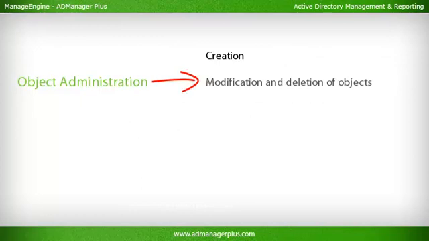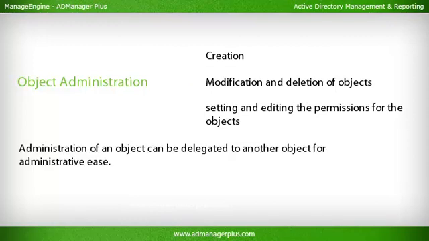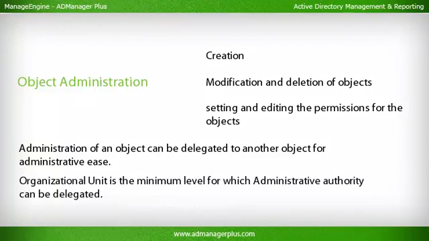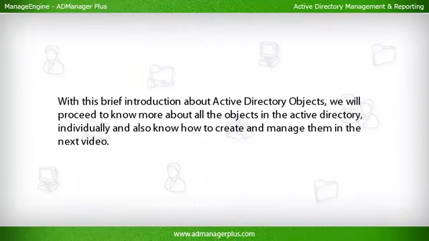Object administration. Administration of an object involves activities like creation, modification and deletion of objects, setting and editing the permissions for the objects, etc. Administration of an object can be delegated to another object for administrative ease. Organizational unit is the minimum level for which administrative authority can be delegated. With this brief introduction about Active Directory objects, we will proceed to know more about all the objects in the Active Directory individually and also know how to create and manage them in the next video.